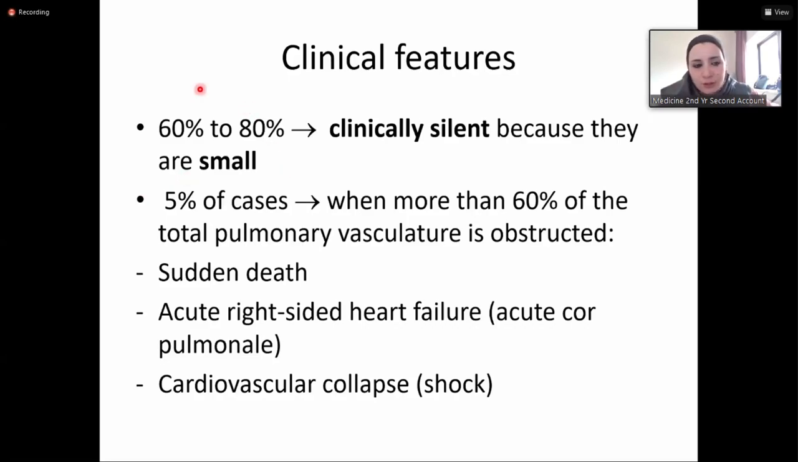Clinical features. 60-80% بيكون في عندهم very small pulmonary emboli and they are asymptomatic ما بيعملوا symptoms. 5% of the cases بصير في عندهم sudden death, بيكون pulmonary embolus is large and it becomes lodged in a big blood vessel, big pulmonary artery or a big branch وبيعمل لي sudden death. It could lead هدول البيج امبولاي into acute right sided heart failure أو acute cor pulmonale والcardiovascular collapse or shock.